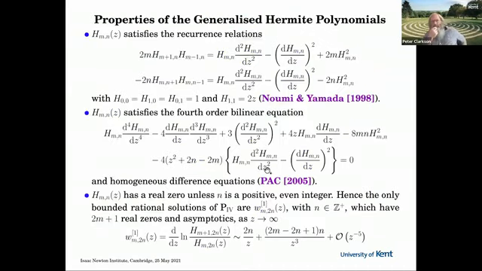Now, originally, Noumi and Yamada didn't write them as these Wronskian representations, but wrote them in terms of two recurrence relations, one for m and one for n, with various initial conditions. And you can generate them all like this, but it is a lot more work because you have to generate a whole line and then go in two different directions. You can also show that H_{m,n} satisfies this fourth order bilinear equation.